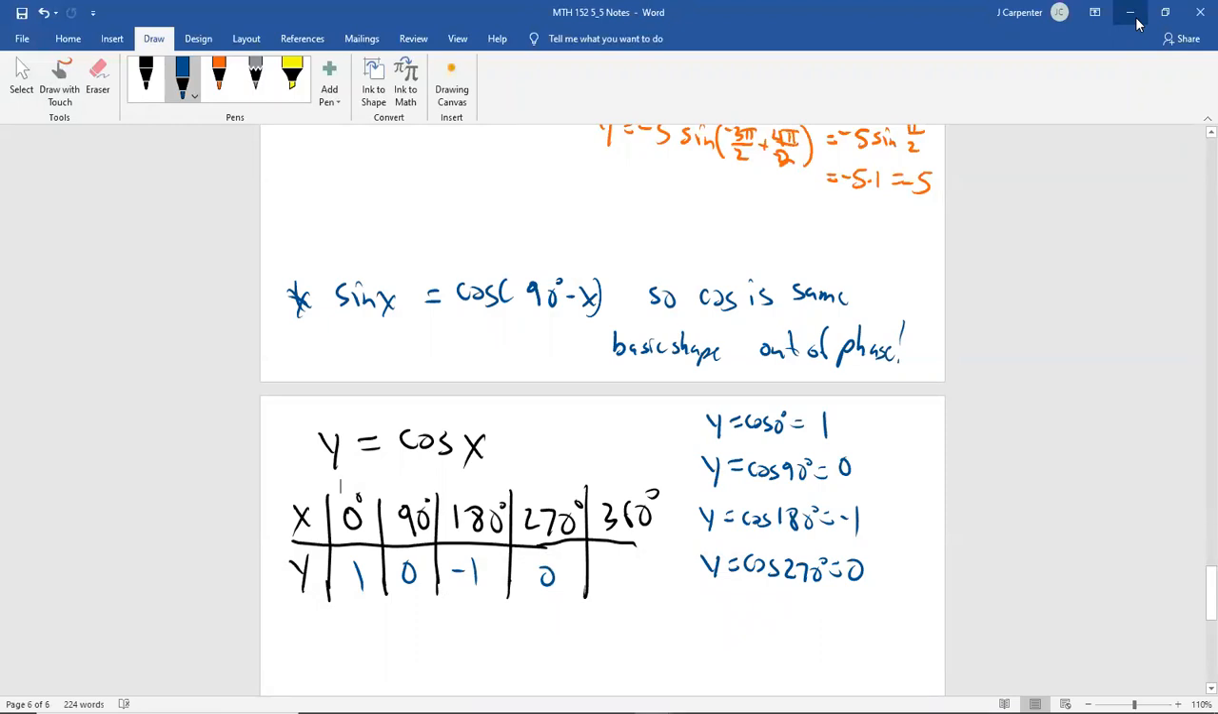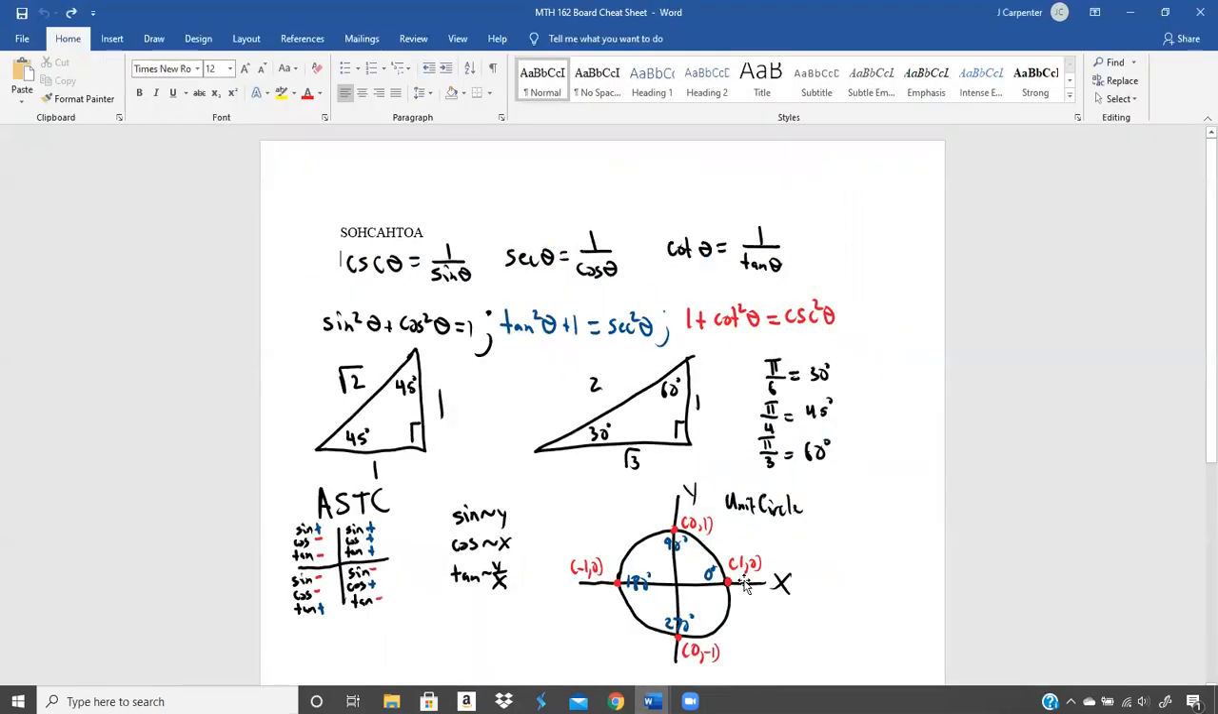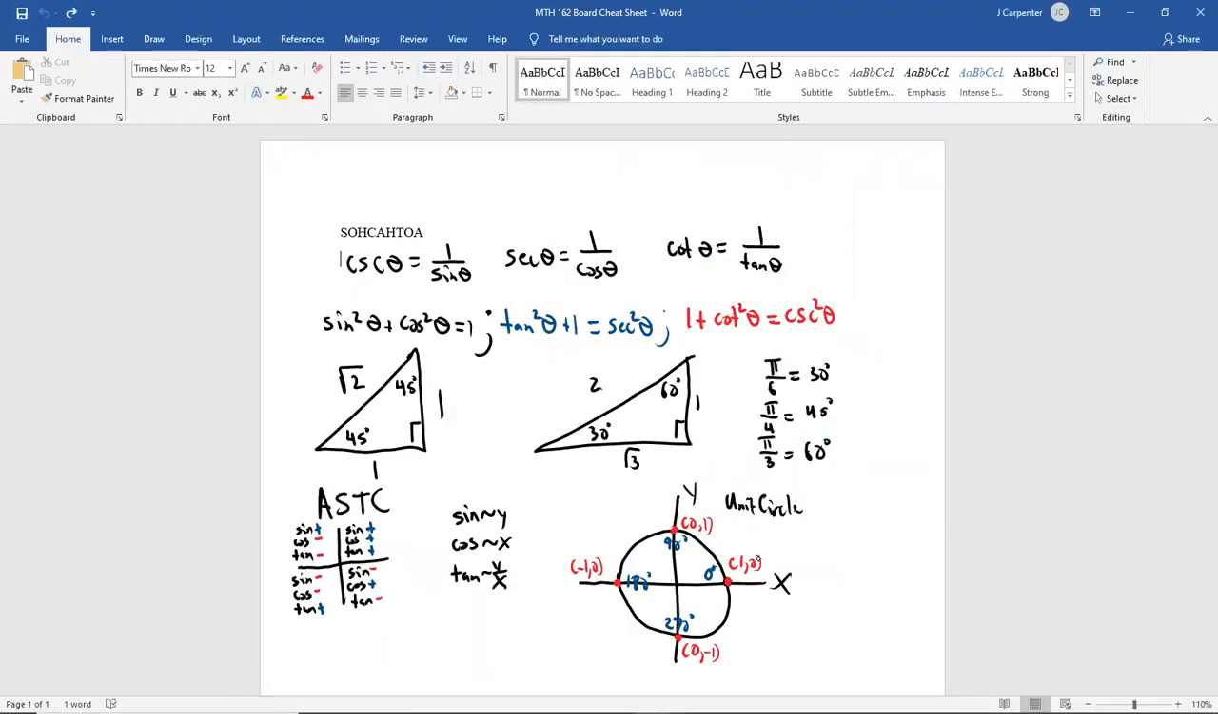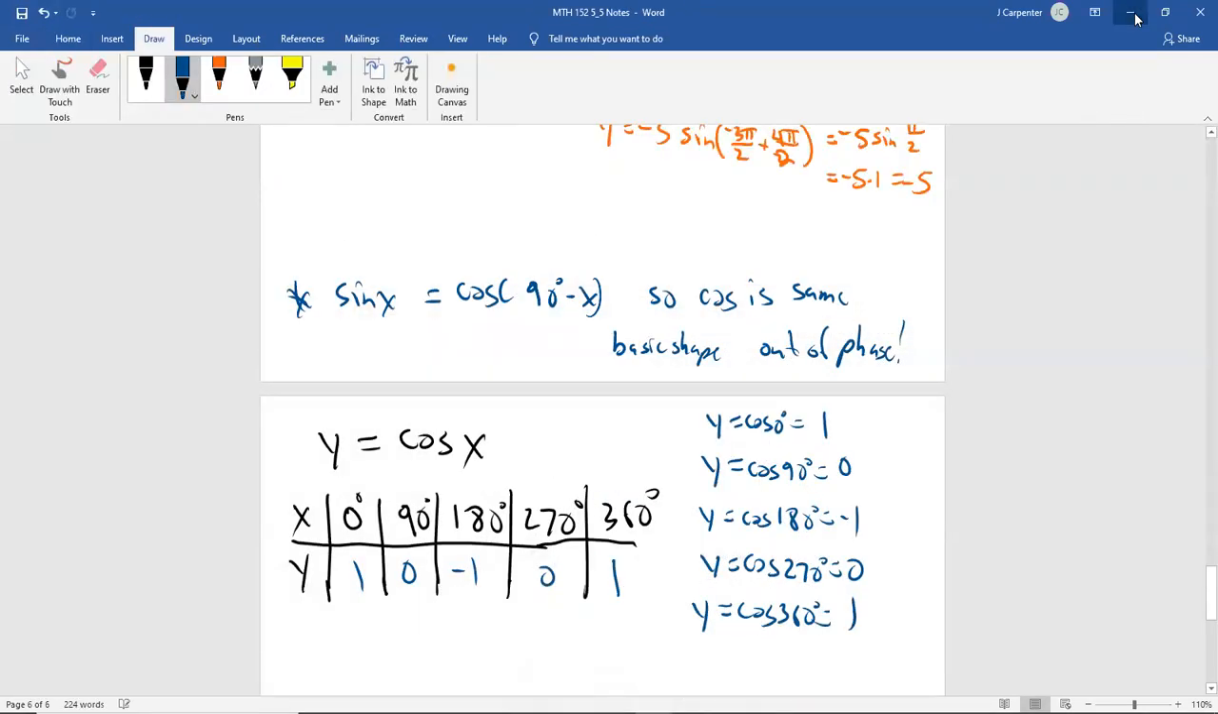The 0 degrees and 360 always match, so you can pretty much guarantee this is a 1. Let's just show the work anyways for good measure. So cosine of 360 degrees, 0 degrees is also 360 degrees. Its x value is the same as it was, so 1.